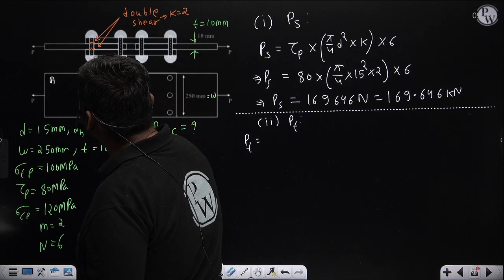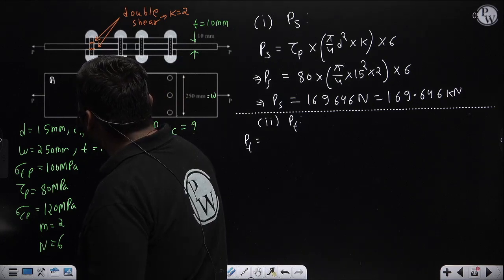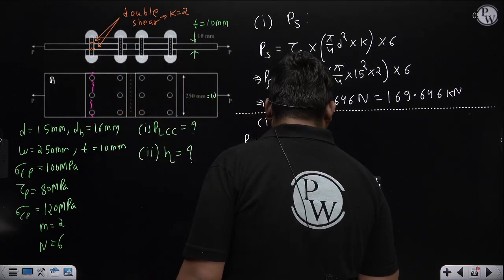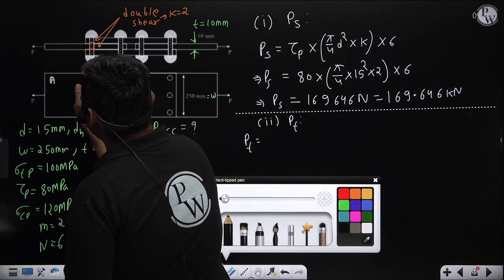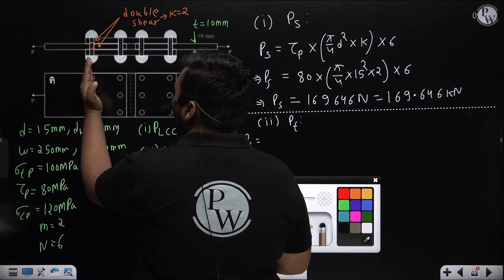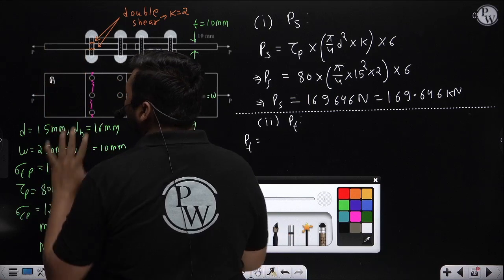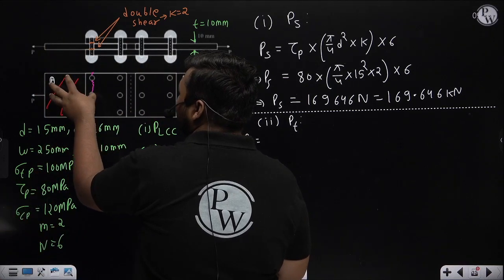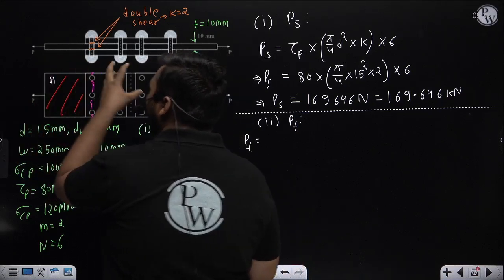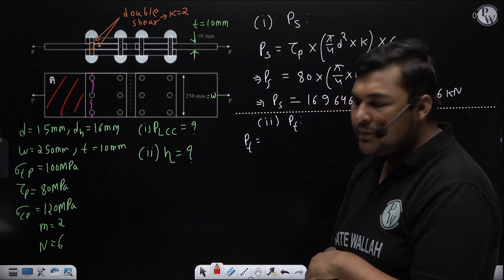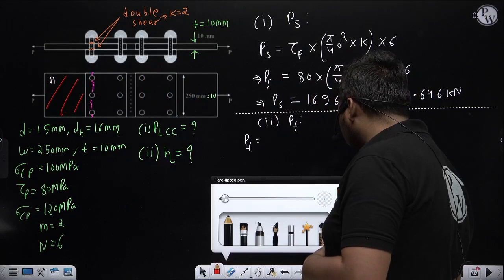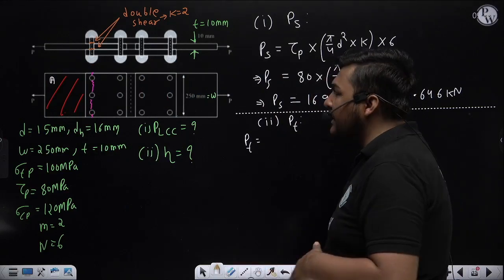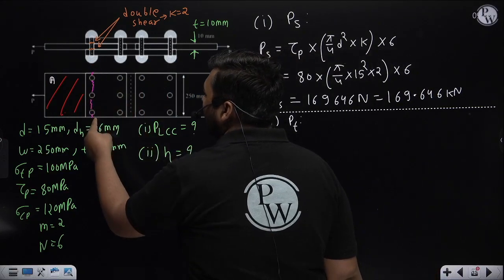Okay, because if plate A tears from this plane, what will happen? Because we are talking about plate A, on this side of plate A no other rivets are coming. So if the plate tears from this plane, this part of plate A will get separated from the entire system. So if you want to avoid tearing of plate A, we need to avoid tearing failure from this plane.